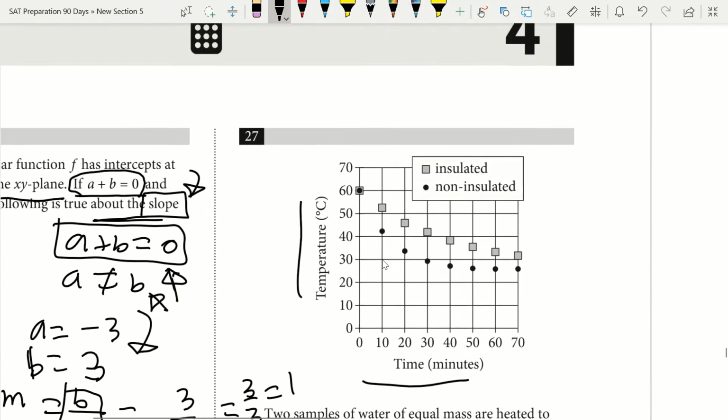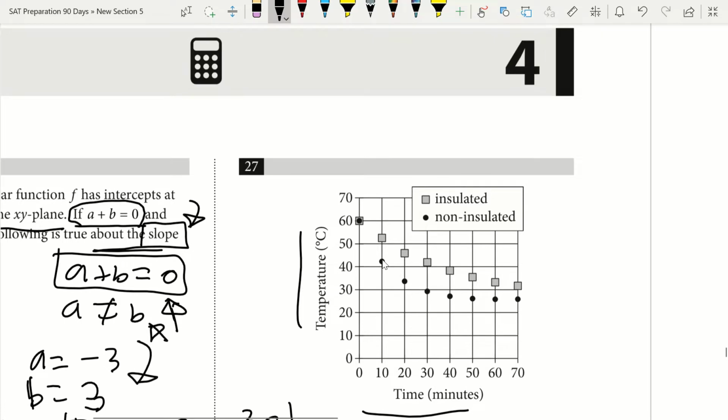Okay, I'm going to take a look at my graph, find what kind of rates of change I'm looking at. I see my non-insulated has a very, very large change at the beginning, okay, and also right here, another very, very large change. Okay, then I see its change really starts to level off to pretty much no change from right around 50 to 70.